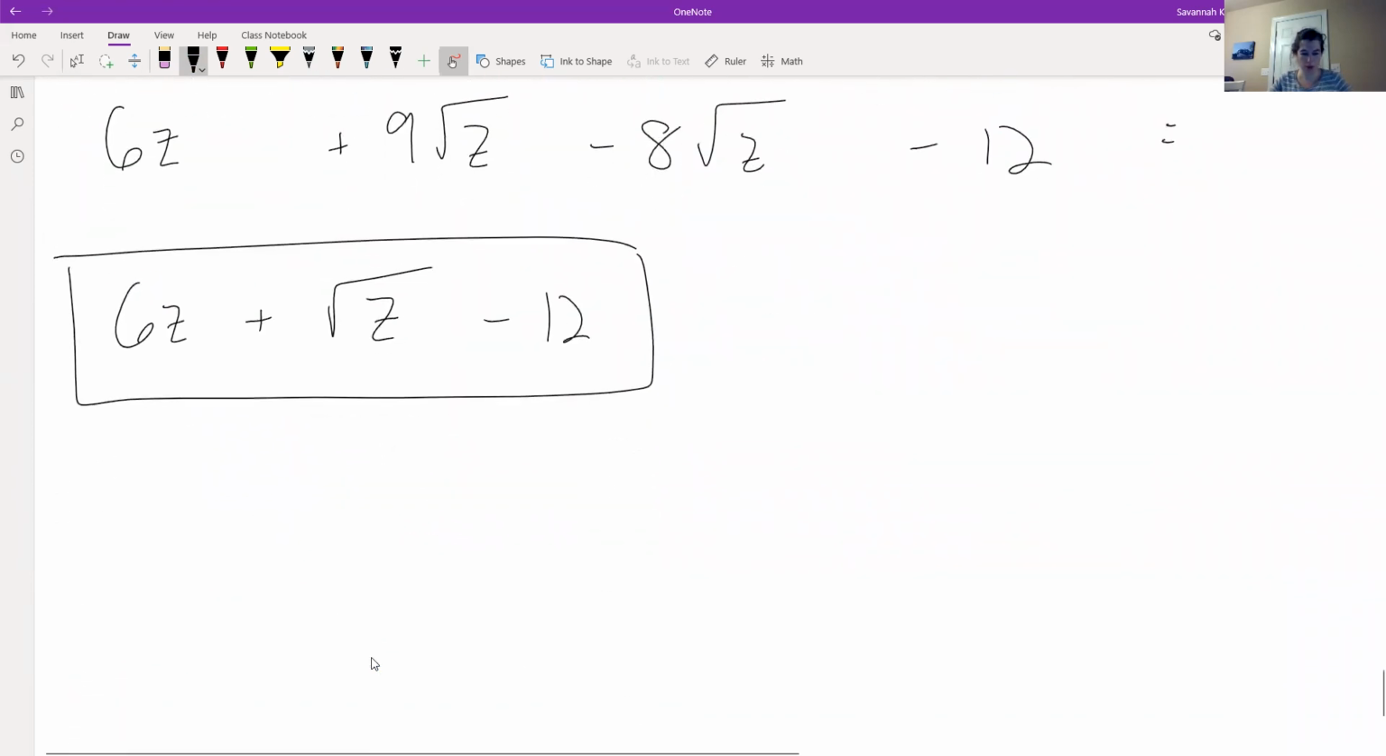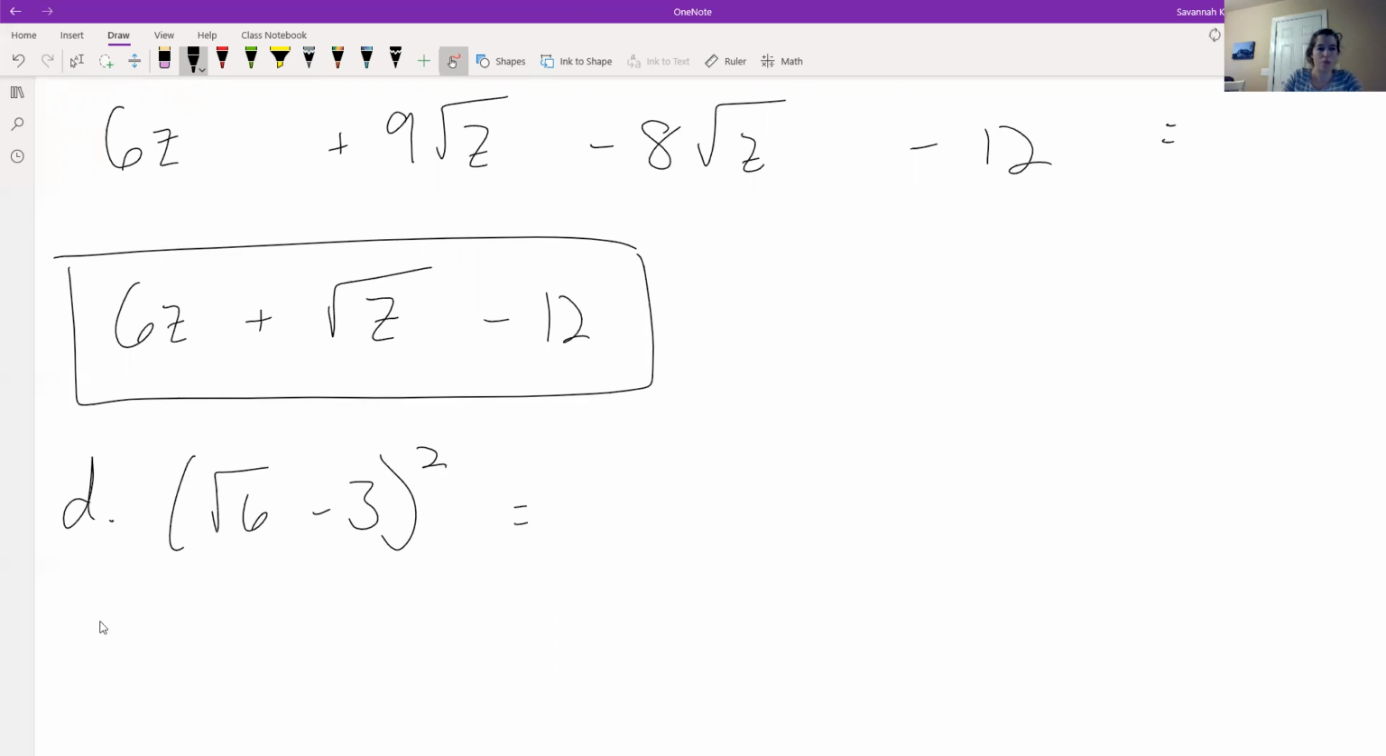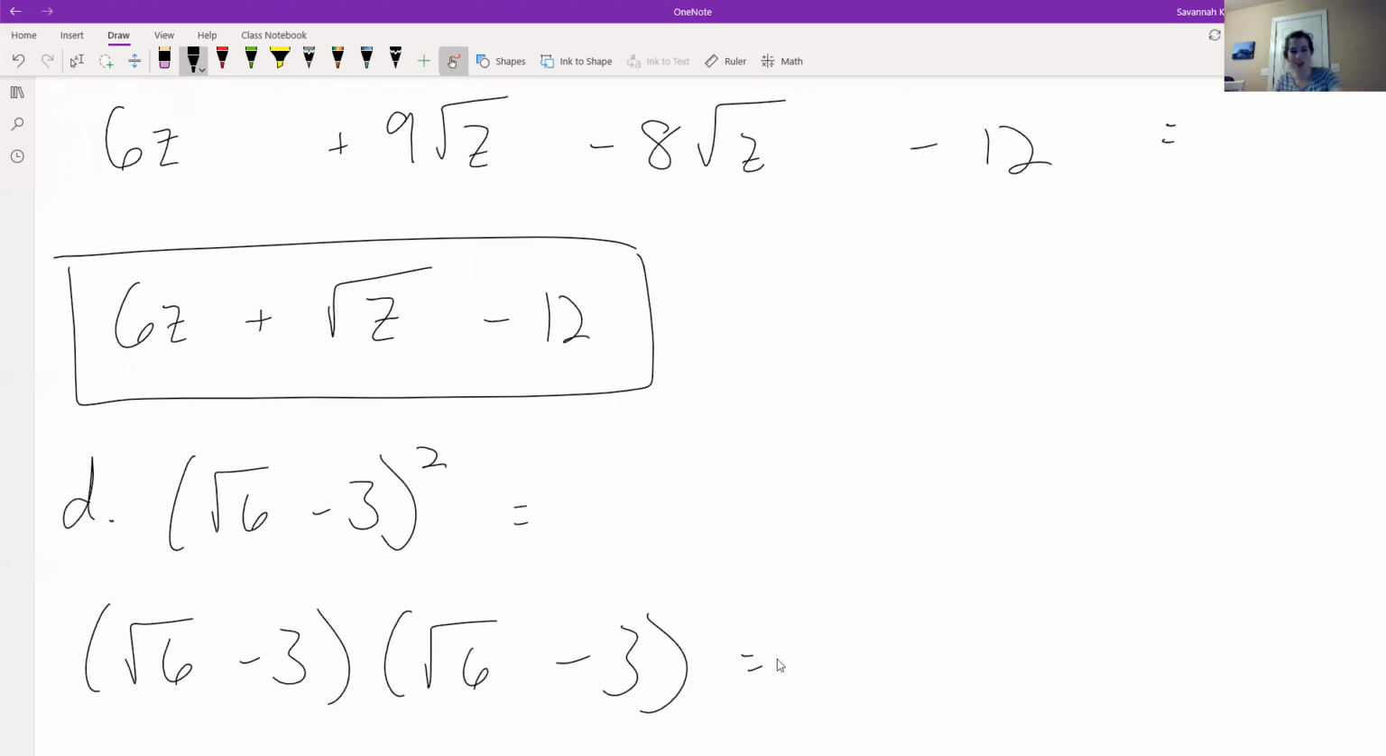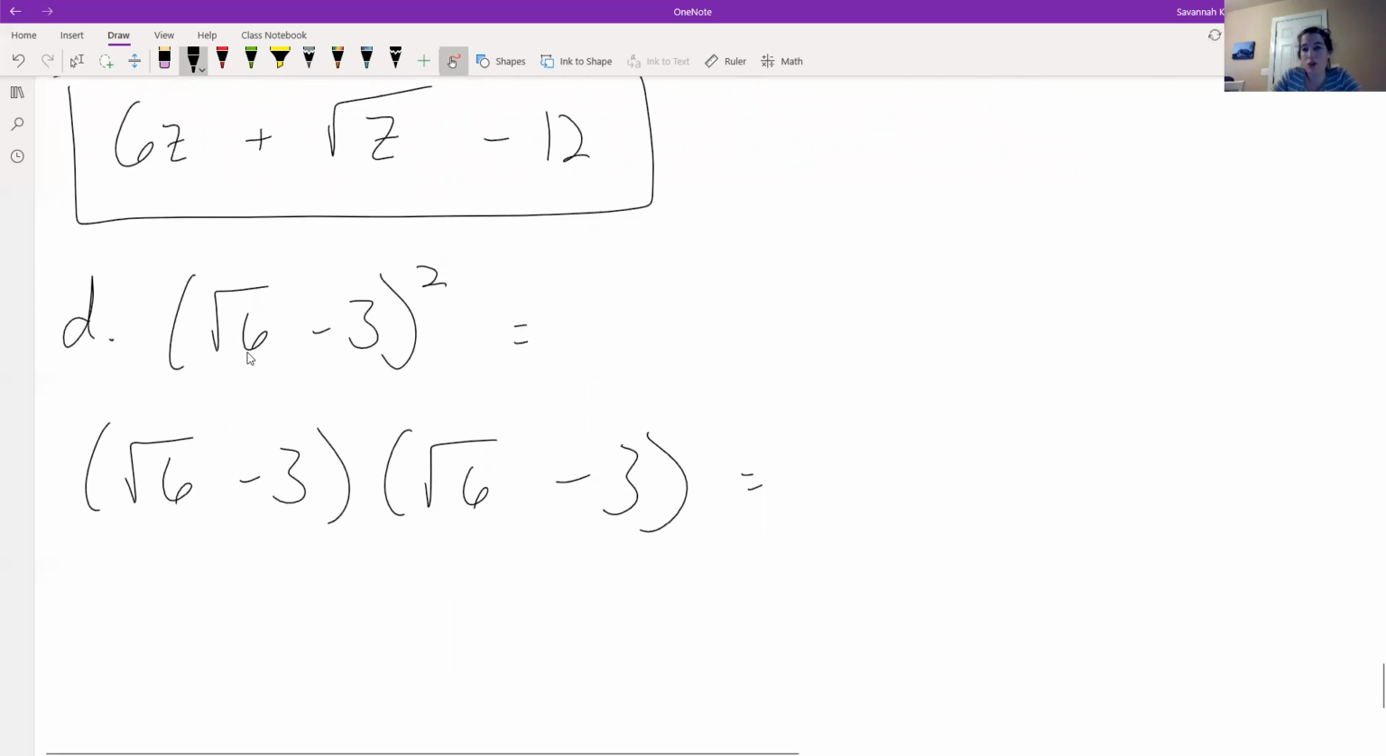Okay, so that was part C. Now we get part D. Square root of 6 minus 3, quantity, that whole quantity squared. So I'm just going to immediately break this apart. Okay, not even going to attempt to square it out in the previous form.